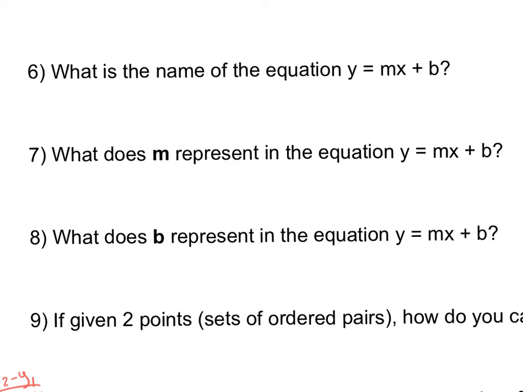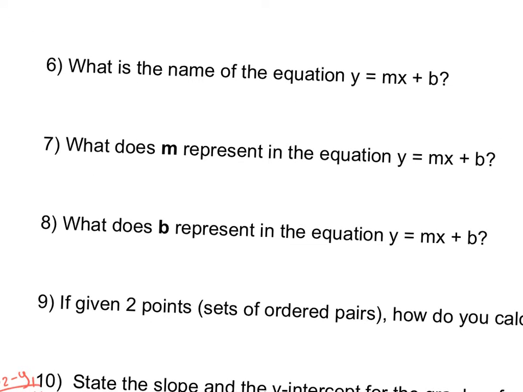For example, what is the name of the equation y equals mx plus b? Vocabulary questions like that are slope-intercept form. Remember, that's the name of the equation. Think of it as m is the slope, it's the first thing. b is the intercept, it's the second thing. So it's slope-intercept. If I asked you what is the slope-intercept form, you would just write y equals mx plus b.